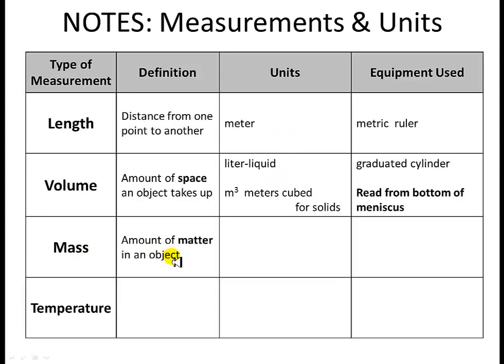Mass is how much matter an object is. You can't say weight, because weight is gravity's effect on mass. Mass does not change. If I moved you to the moon, you would have the same amount of mass. It just wouldn't be pulled down as much, so you wouldn't weigh as much. It's measured in grams or kilograms, large things, small things. It could be micrograms too if it's really small.